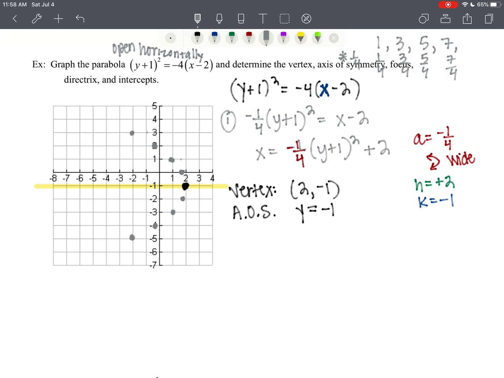And then reflect it over. And then up 1, and then 9/4. That's going to be 2 1/4. Up 1, 2 1/4. Down 1, 2 1/4. So I think we've got enough to get a nice wide graph.